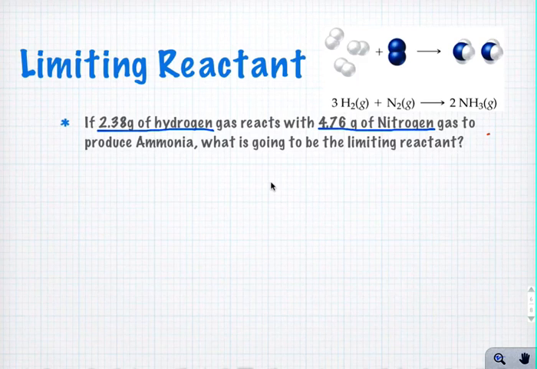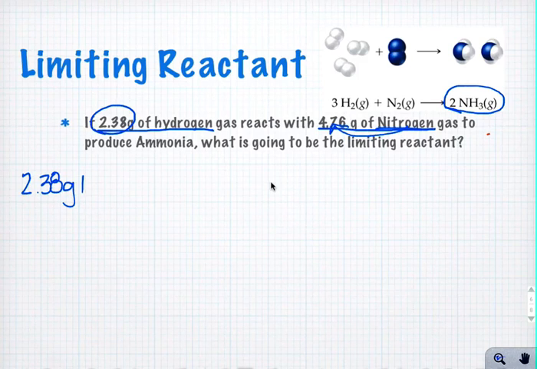Well, in this case, since the question didn't ask me about how much product I'm going to produce, it only said which one's the limiting reactant, I'm going to do what I've called the reactant method, where I take the amount of one reactant and convert it to the other reactant and then compare it to the amount that I actually have and see where things lie. So starting with that 2.38 grams of hydrogen gas, I'm going to convert that to grams of nitrogen gas.